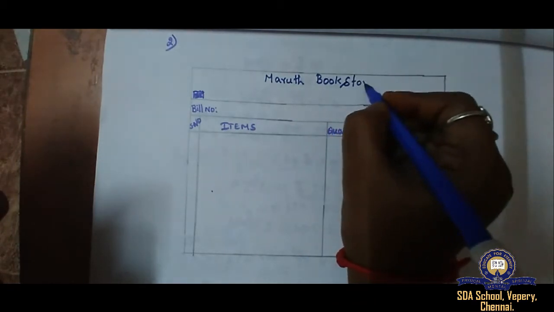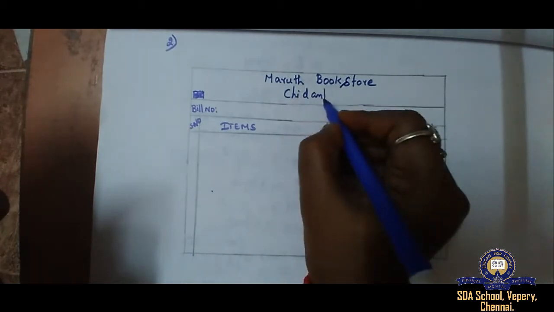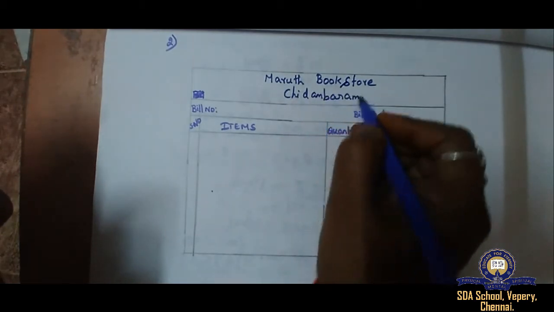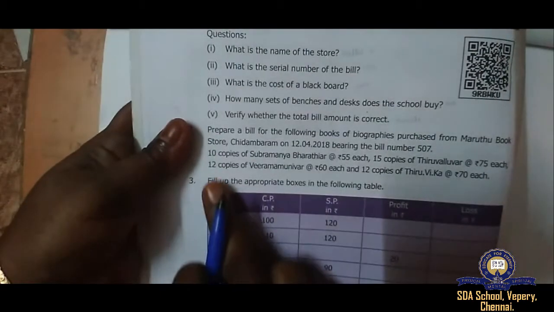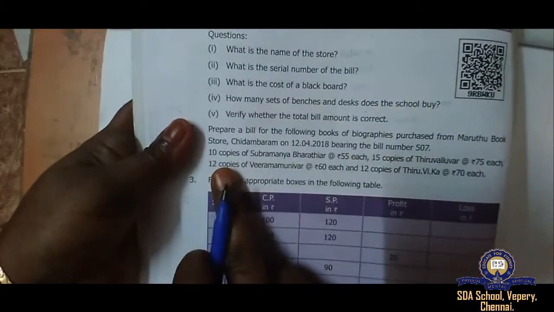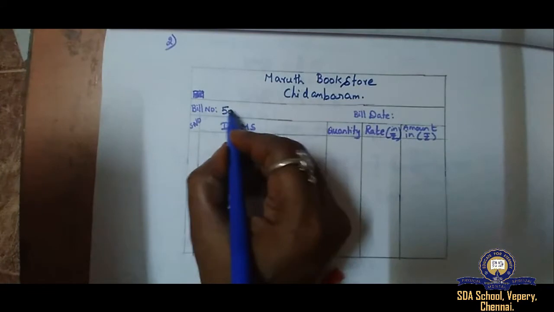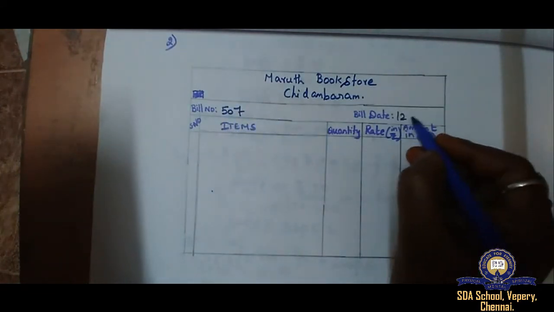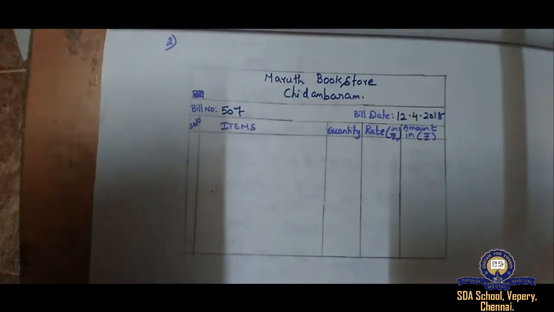You have to write Marudu bookstore. Where is it located? Chidambaram. Bill number is given in your page itself. See, bill number is 507. Bill date is 12/4/2018. So what are the books they are purchasing?